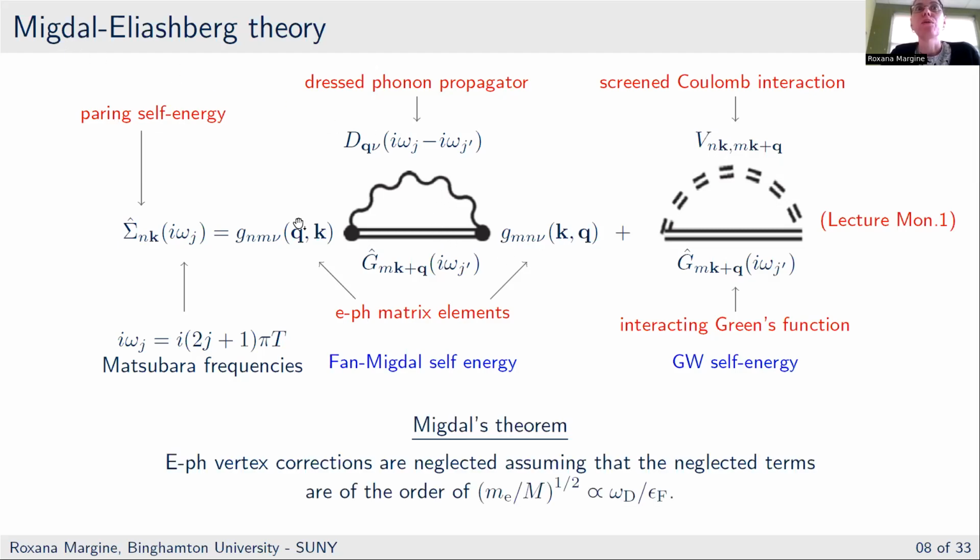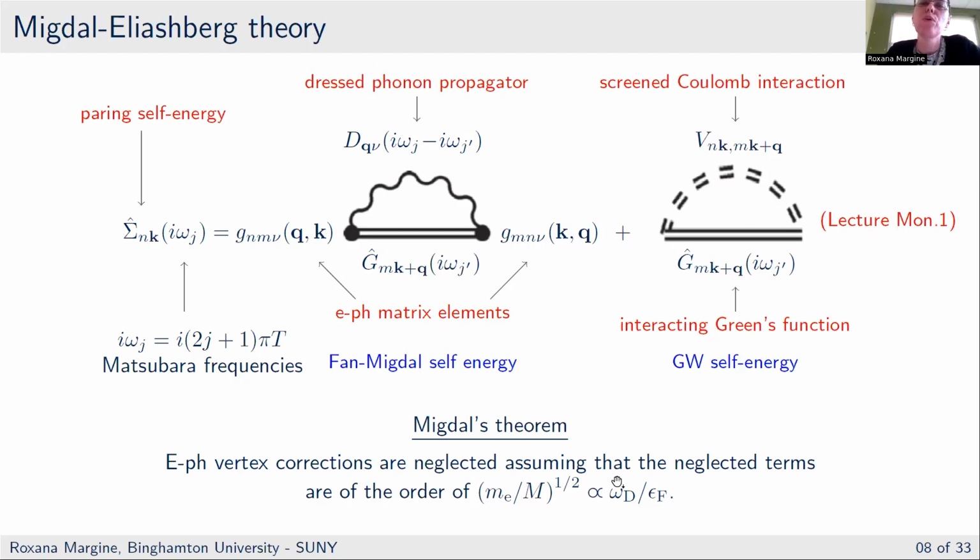Another thing that I should mention is why this self-energy expression is called the Migdal-Eliashberg theory, because it relies on Migdal's approximation, which ignores electron-phonon vertex corrections for the electron-phonon interaction. In other words, Migdal's approximation rests on the assumption that the neglected diagrams are of the order of the square root of the electron mass over the ion mass, which is proportional to the ratio of the Debye frequency to the Fermi energy. In general, this ratio is very small because the Debye frequency is of the order of 100 milli-electron volts, while the Fermi energy is of the order of 10 electron volts.